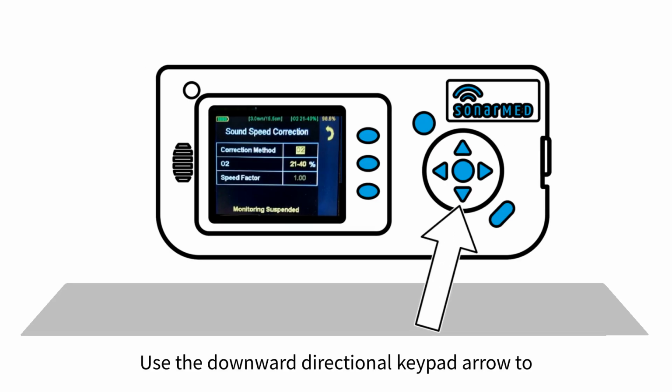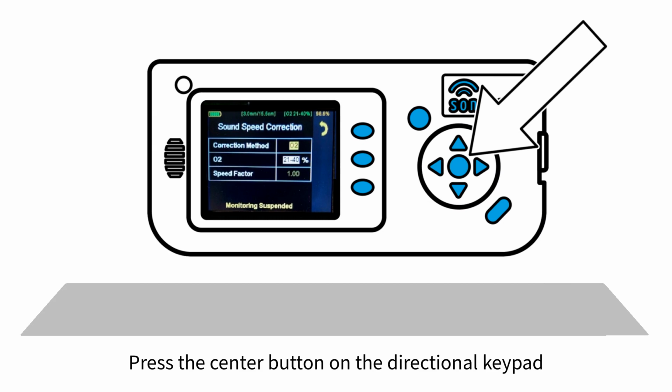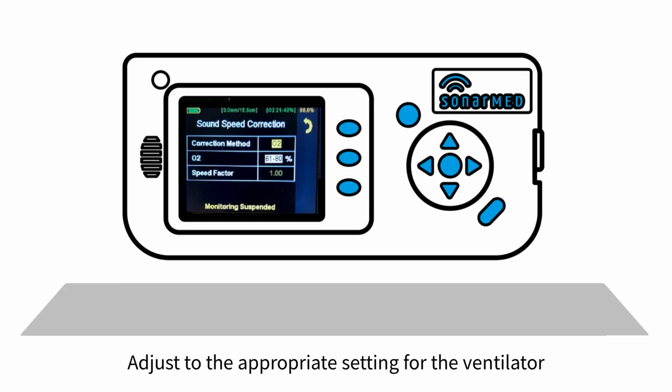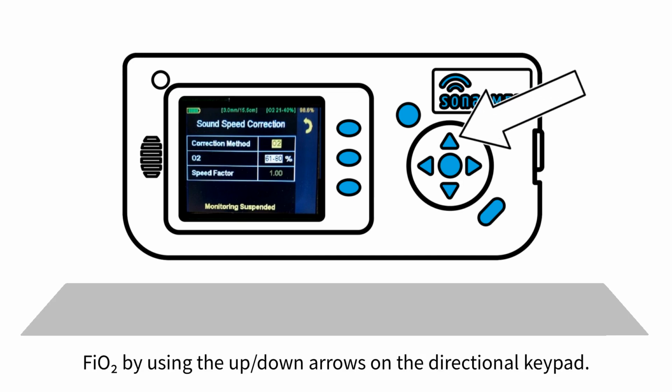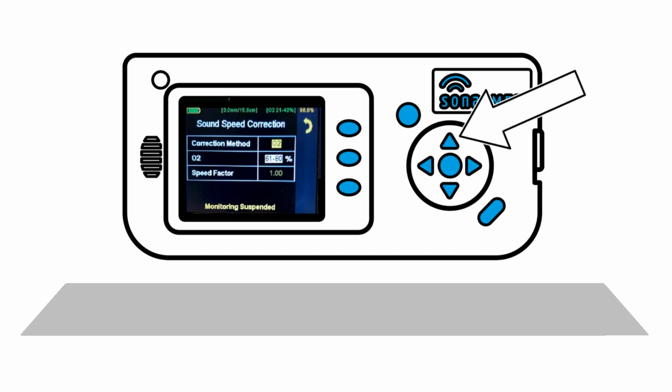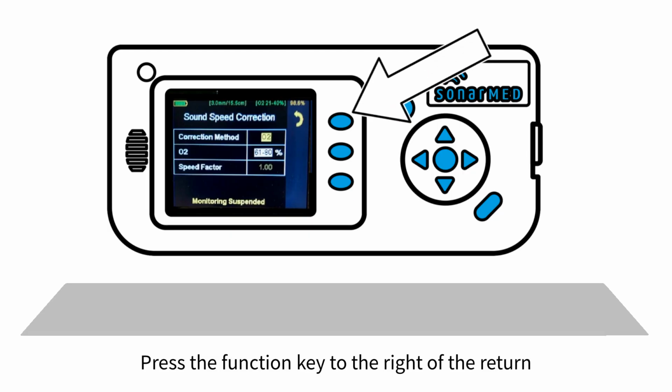Use the downward directional keypad arrow to highlight the O2 percentage on the middle row. Press the center button on the directional keypad to turn the yellow reading to white to adjust. Adjust to the appropriate setting for the ventilator FiO2 by using the up-down arrows on the directional keypad. Press the functional key to the right of the return arrow to leave the screen.